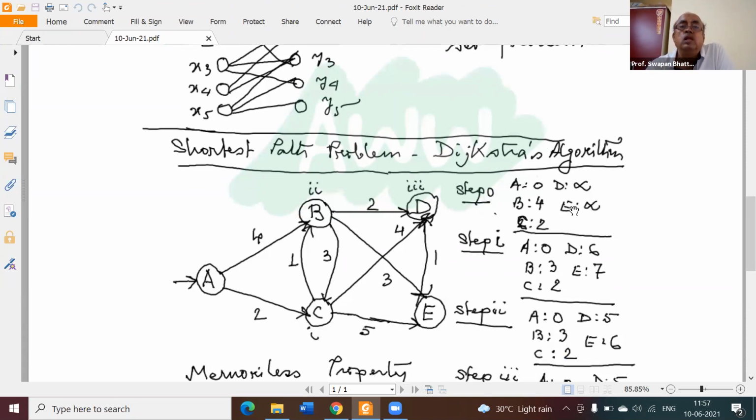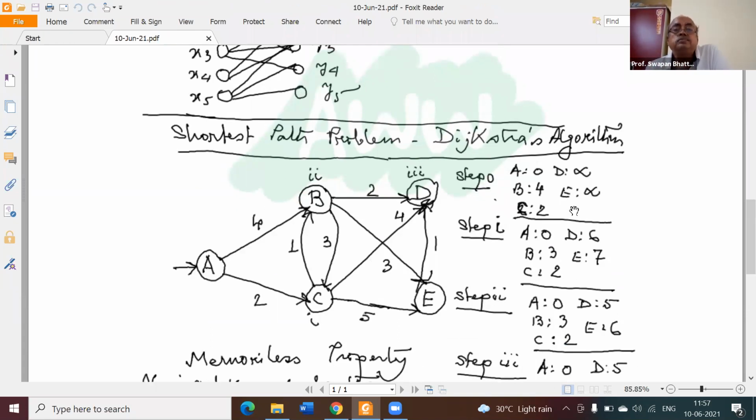Shortest path means, okay, here is a graph, A, B, C, D, E, 5 nodes, and the edges mean the distance between any two nodes. A to B is 4, B to D is 2, C to B is 1, something like that. The problem is from node A, I want to compute the shortest distance to each of these 4 nodes.